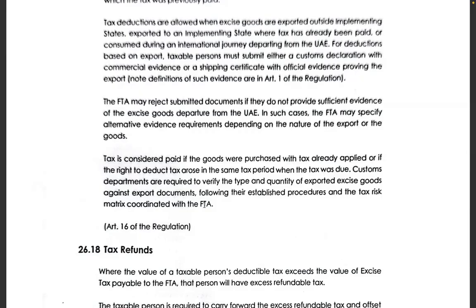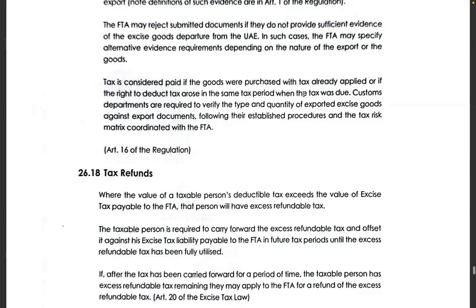Tax is considered paid if the goods were purchased with tax already applied, or if the right to deduct tax arose in the same tax period when the tax was due. Customs departments are required to verify the type and quantity of exported excise goods against export documents following their established procedures and the tax risk matrix coordinated with FTA.